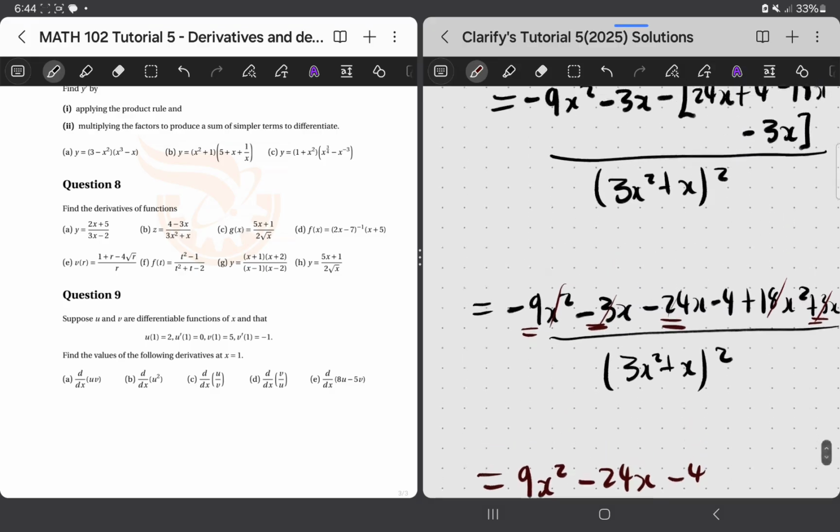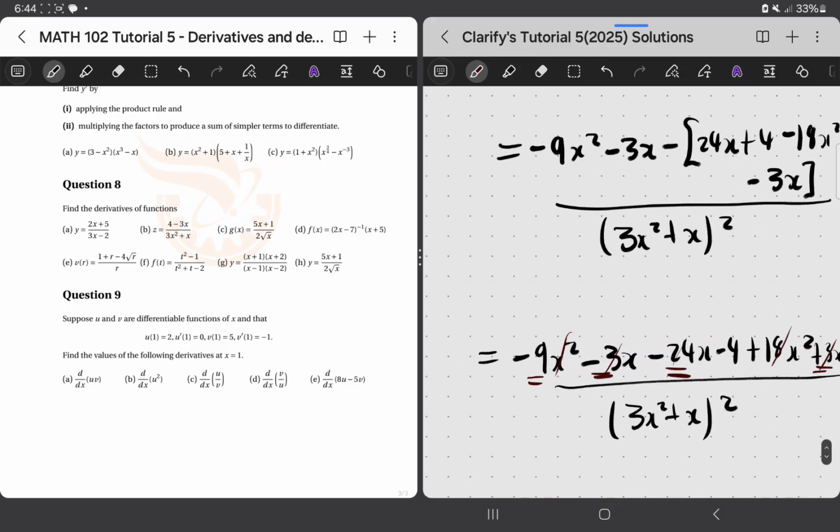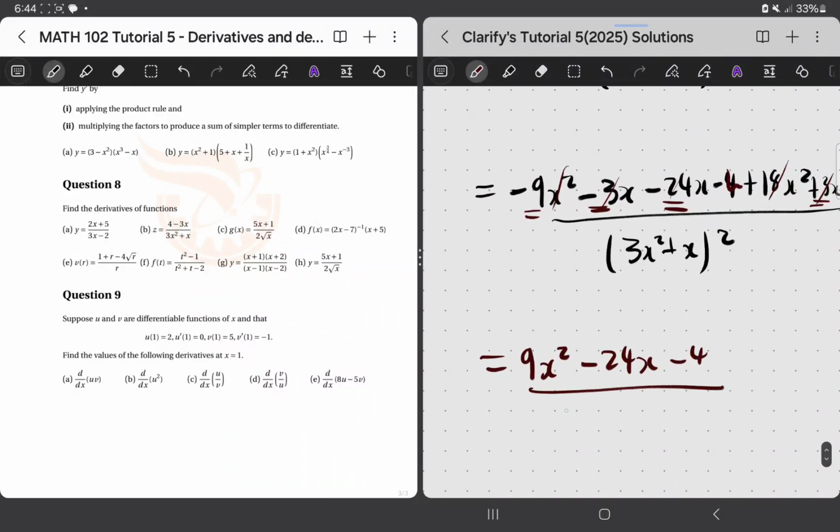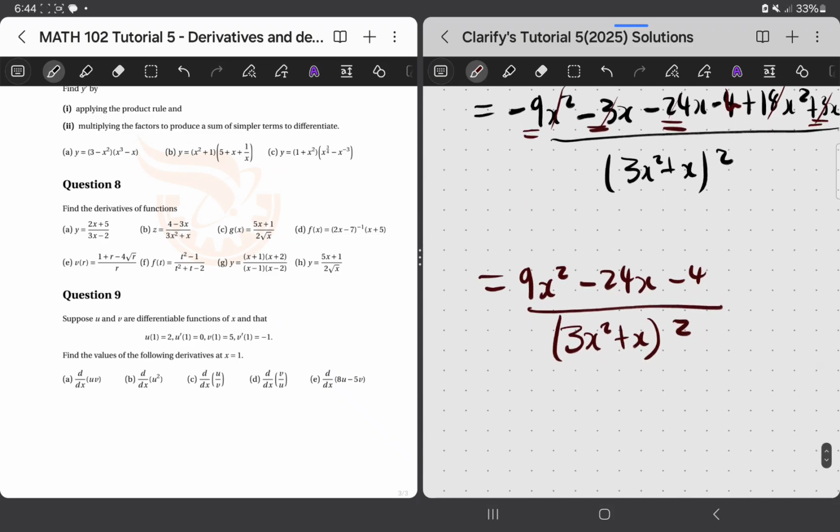Then we have this constant. Is it a minus 4? Is it a minus 9? What is it? It's a minus 4. So it's minus 4, and it's all over 3x squared plus x all squared. And this will be our final solution. We're going to leave it like this. This is what we have, and we are done.